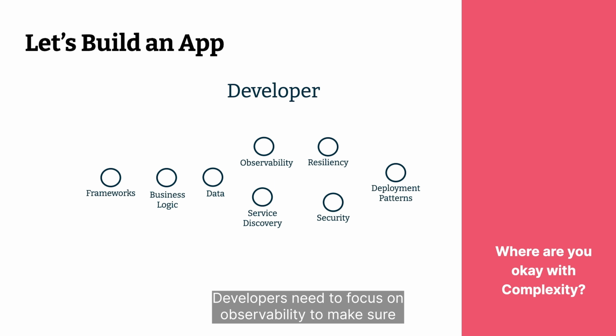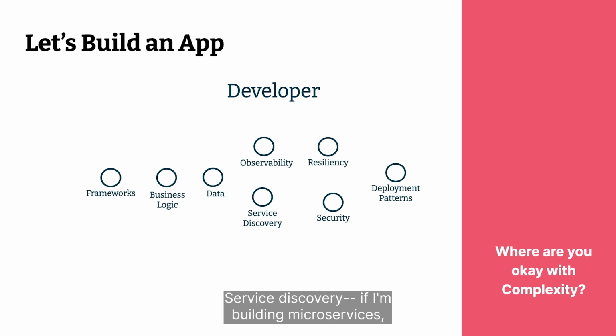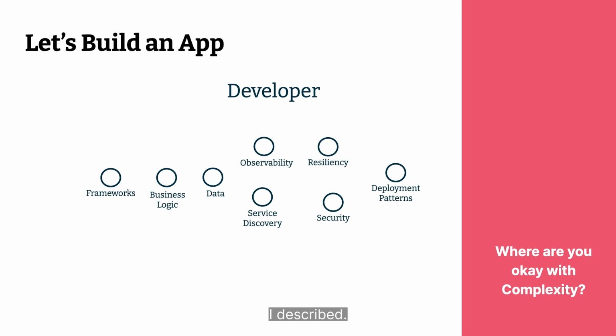Remember the observability questions before that? They're still here. Developers need to focus on observability to make sure that MTTR doesn't get too high and you can troubleshoot an application when there's errors. Service discovery. If I'm building microservices, how am I going to find these things? Resiliency, security, deployment patterns. Again, representative here, not a complete list, but these are the types of things that you have to do when you're building an app like what I described.